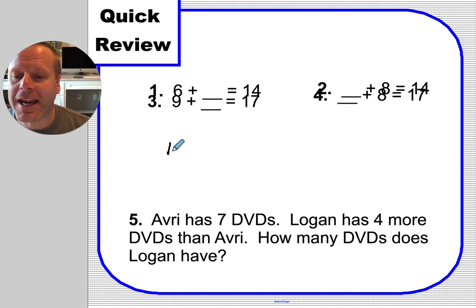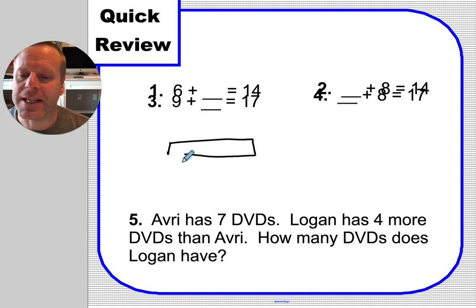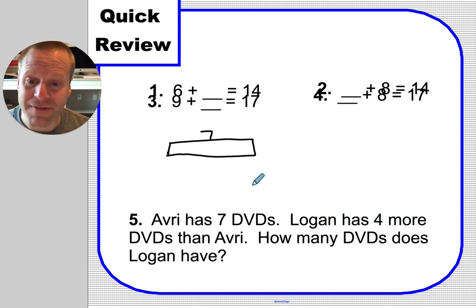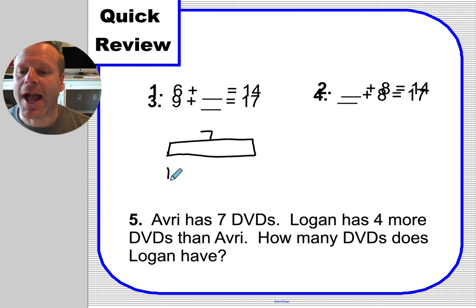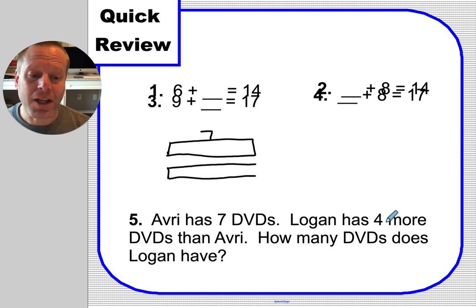My friend Avery has 7 DVDs. There's Avery. Logan has 4 more DVDs than Avery does. So actually, Logan has all the same DVDs as my friend Avery, see? But 4 more. So that is going to be bigger than hers by 4.